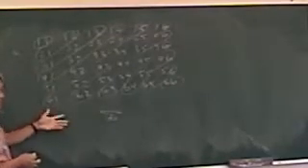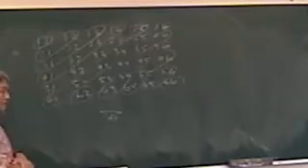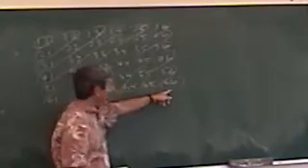Whereas rolling a 2 or a 12, those are the least common. 1 out of 36 is the probability of that. So we can extend this now.